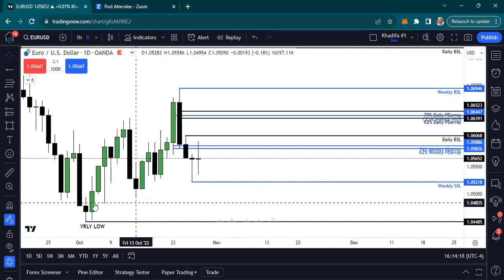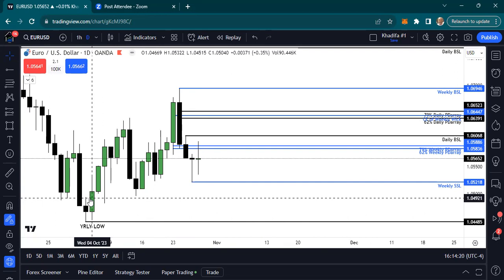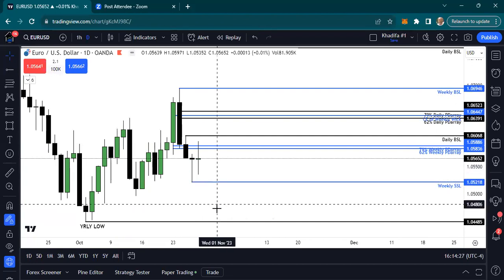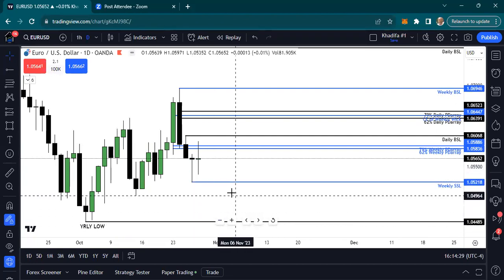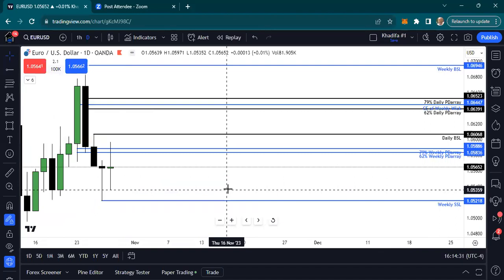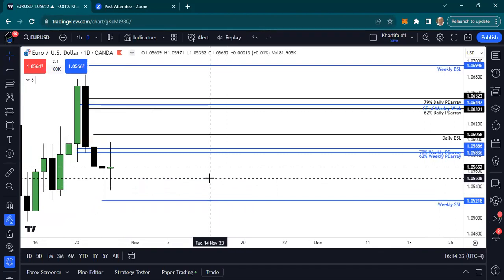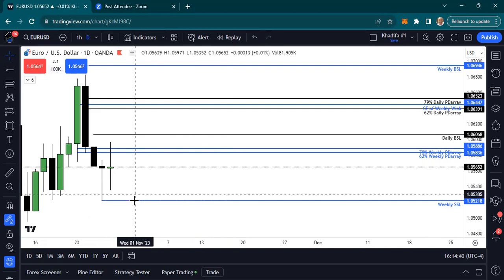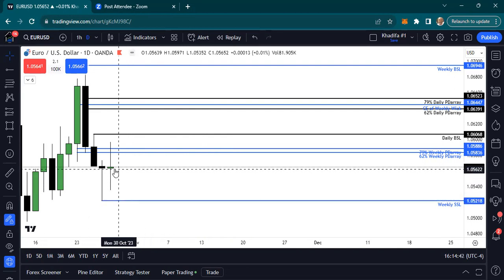And we have a new yearly low that we created on October the 3rd. We could possibly see that run this week. Let's just see how the market opens up and how the week plays out. Now I'm expecting us to open up and continue to sell off. However, I will allow for price to pull back up into the weekly PD array.